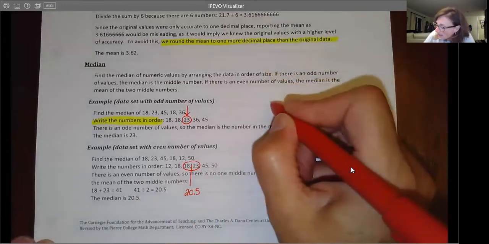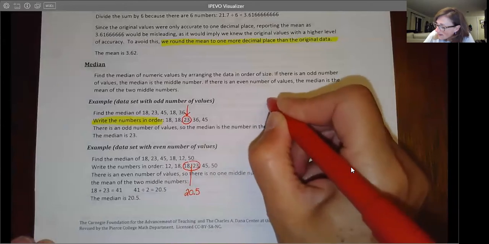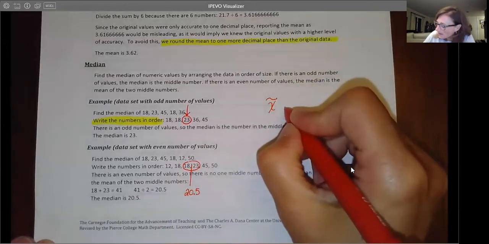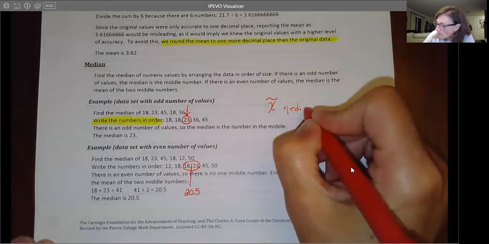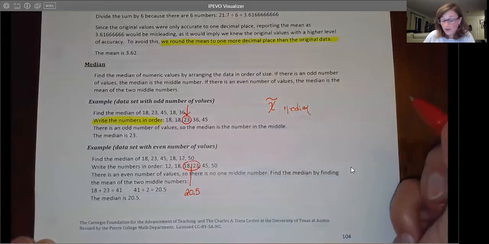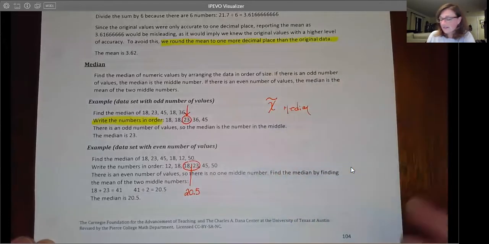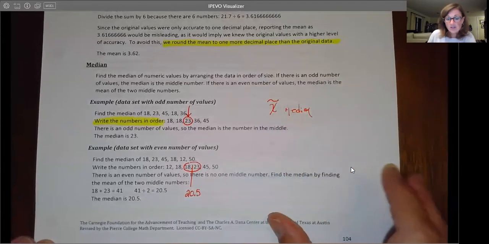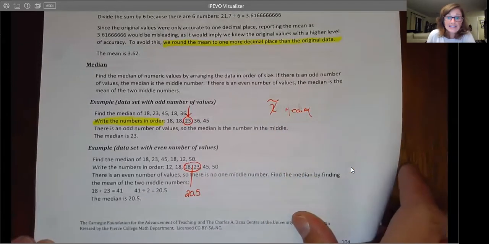And the median is X with a little squiggle. That's what's called the median. That's the notation. So when we look at our calculators together, which we will, you'll see a little, I call that a little tilde. It's a little squiggle. That's the notation for median, especially when you take statistics.